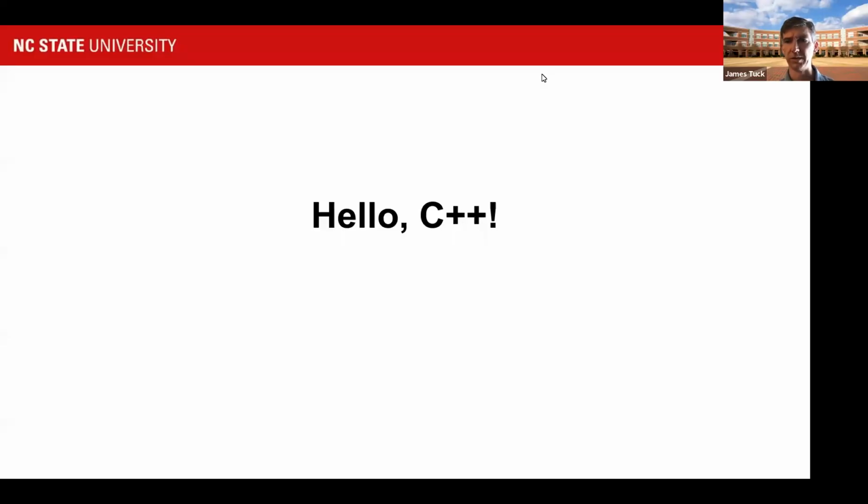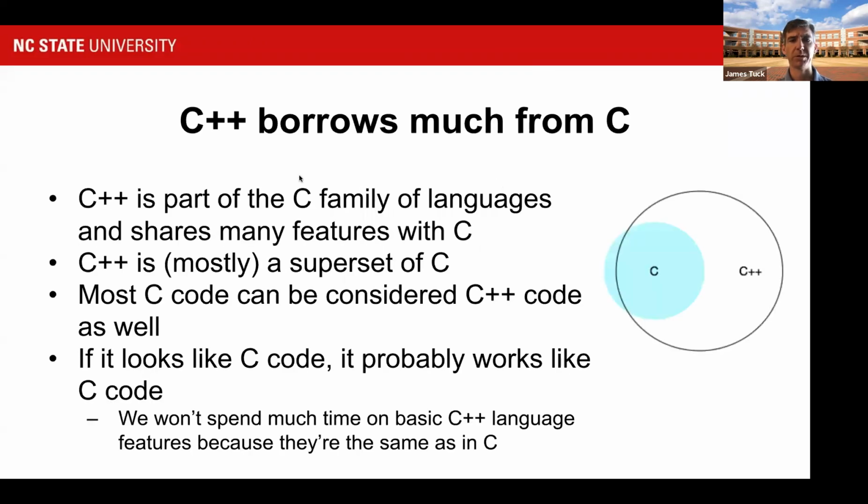All right, so let's take a look at the C++ program and talk a little bit more about the language. C++ borrows a lot from C. And if I were to draw a Venn diagram of the relationship between C and C++, it looks something like this over here on the right side of the screen. C++ is kind of a superset, and C is kind of a core part of C++.